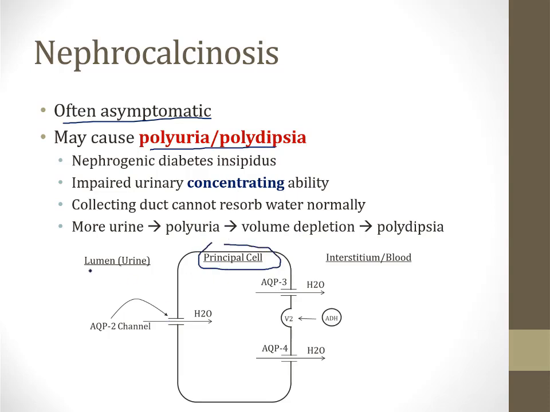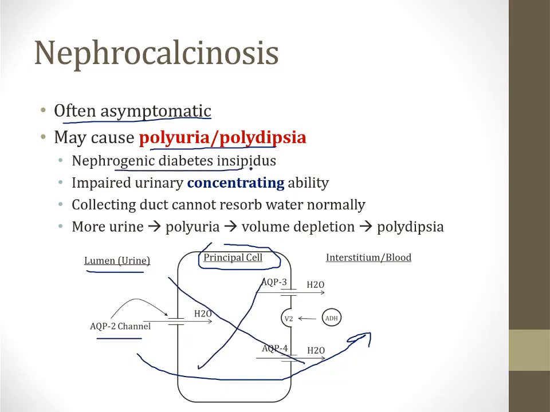These cells absorb water from the lumen of the nephron, in other words from the urine, through aquaporin channels, and they bring water into the interstitium or blood. When these cells are damaged by nephrocalcinosis, this leads to a form of nephrogenic diabetes insipidus. Basically, the kidneys cannot concentrate the urine because these cells aren't reabsorbing water. Therefore, when they can't reabsorb water normally, there's more urine produced, and this leads to polyuria.